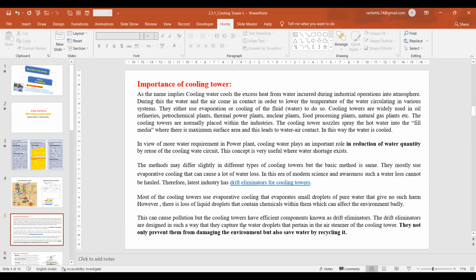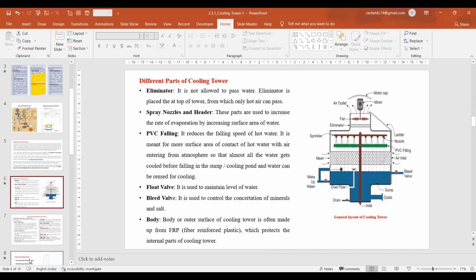Now this problem has also been solved by using drip eliminators. These drip eliminators not only prevent damage to the environment, but also save water by recycling it. They are placed above the hot water patches so that water droplets are eliminated, collected or captured and fall down into the cooling tower. So then the reuse of the cooling water takes place.